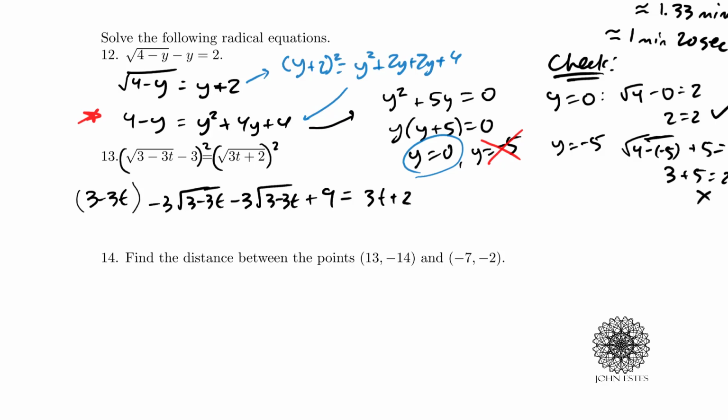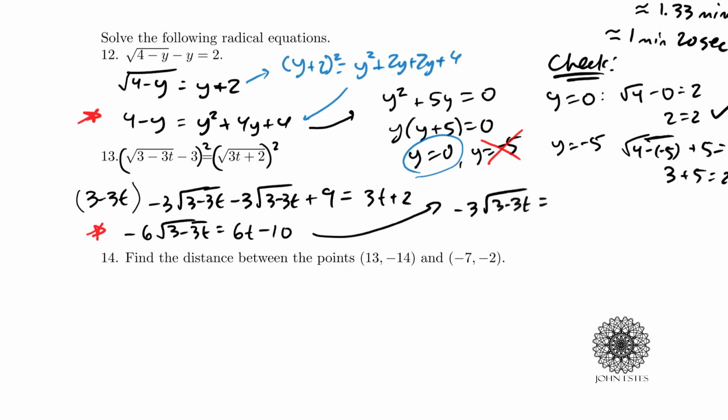Okay, this is not pretty, but it'll work out. We're going to have to square both sides again. Let me clean it up a little bit first. So I end up with negative 6 square root of 3 minus 3t equals 6t minus 10. And let's make a note, we squared it, so we're going to have to check our solutions. Okay, I'm going to go ahead and divide everything by 2 because I noticed everything is even here, just to make my numbers a little easier to work with. And now I'm going to square both sides again.